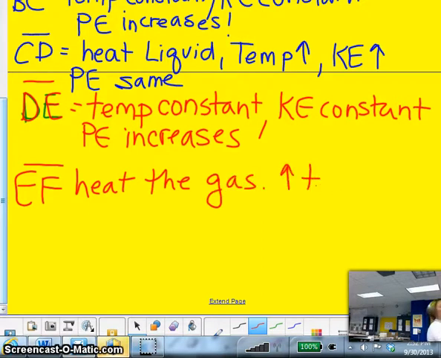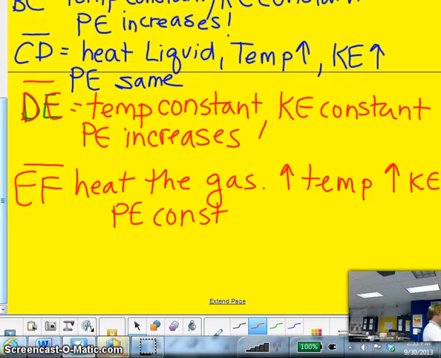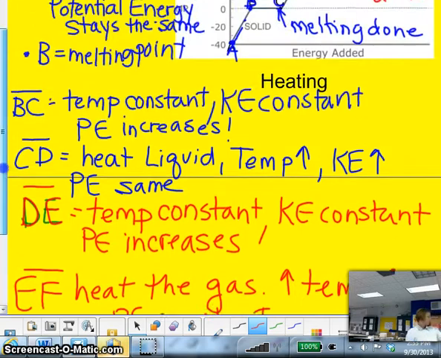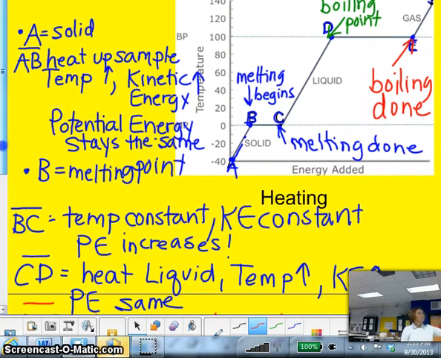And we increase the temp and increase the kinetic energy, but the potential energy is constant. Okay? So on the diagonal parts of the curve, you have only one phase, just solid from A to B, from C to D, just liquid, from E to F, just gas. But what about those flat parts of the curve? On the flat parts of the curve, you have a physical change happening. You have a phase change happening.